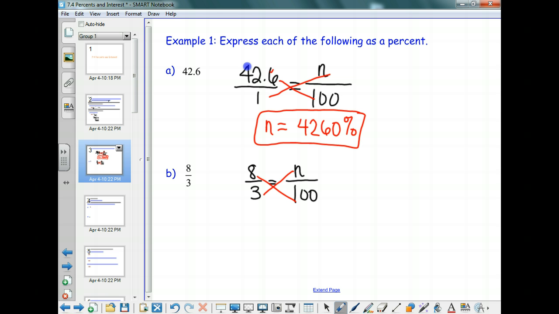So I have 3 times N is 3N. And what will that equal? 800. And then what do I need to do? Divide by 3. And if you take your calculator, because that's okay at this point, we're going to do it, that's fine. What do you get if you do 800 divided by 3?